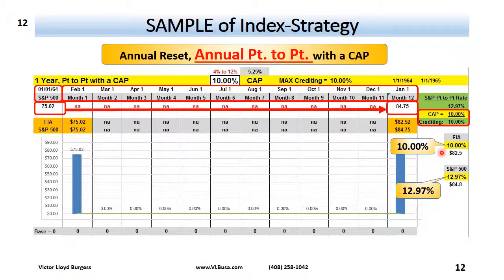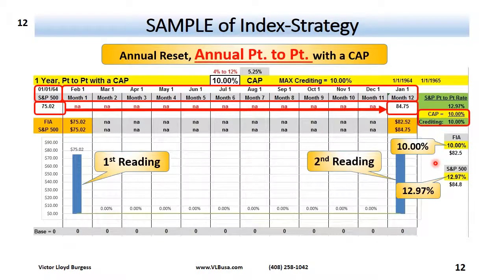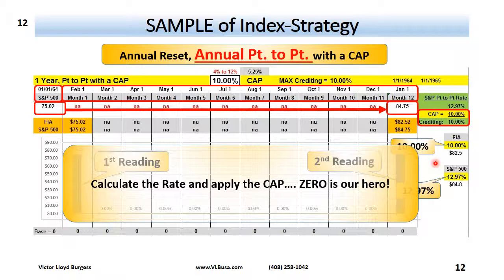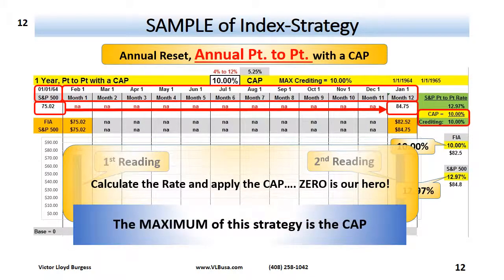This is our index return for this year with this strategy, 10%. Again, remember, the S&P at the same time made 12.97%. So, we take a reading at the beginning, we take a reading at the end, we calculate the difference and apply the cap, and zero is our hero again. We will never lose money in these strategies. The maximum you can make in this strategy is, again, the cap.